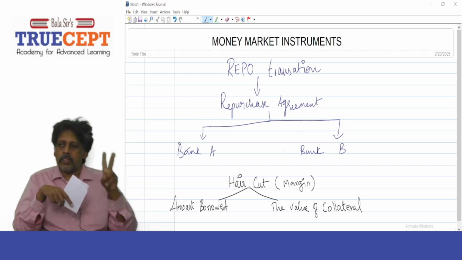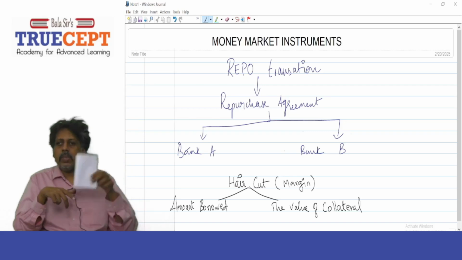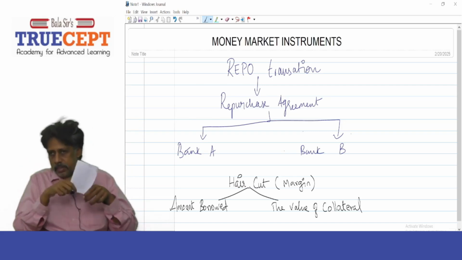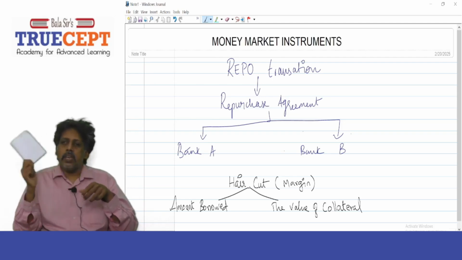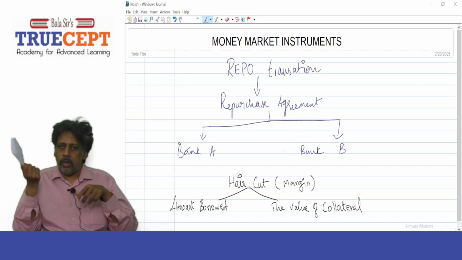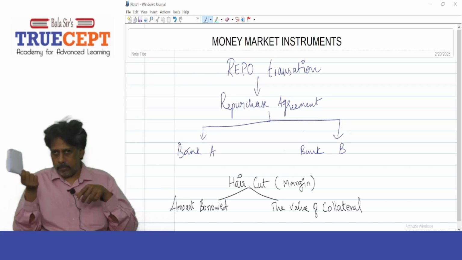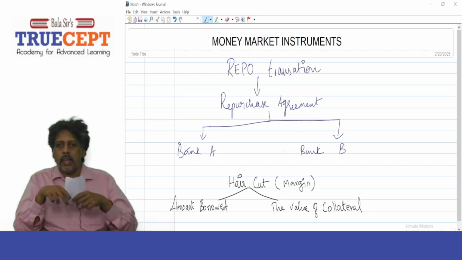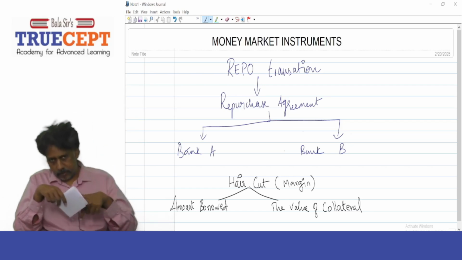Banker B will take a 2%, that is, will reduce 2% or 1%. In our example, let's take 2%. That's called the margin, or you can say banker A has to take a haircut. Now, what is haircut? Even though the investments are worth rupees 1 lakh, banker B will not give rupees 1 lakh, he will give only 98,000 after reducing 2%.